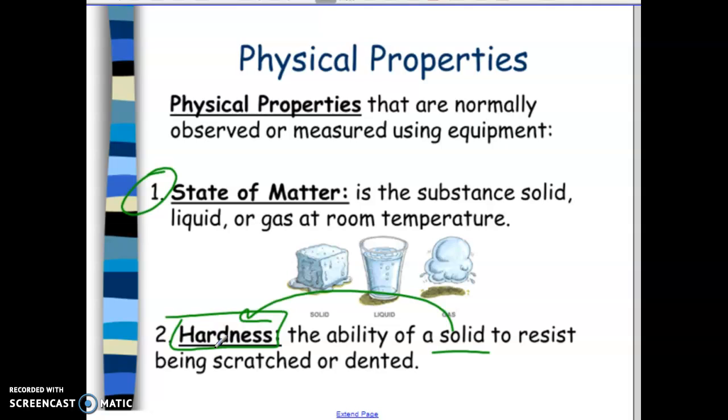Or imagine if you have a very soft metal, it would be very easy to scratch or make a dent in it, right? So you can say that there's different levels of hardness, but usually we say that something is hard or that something is soft.